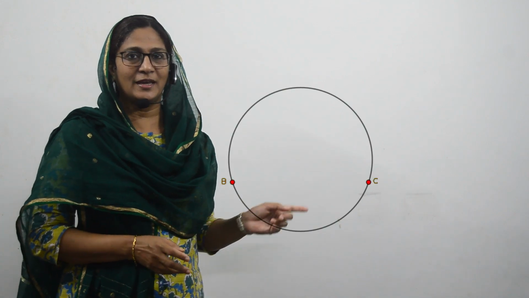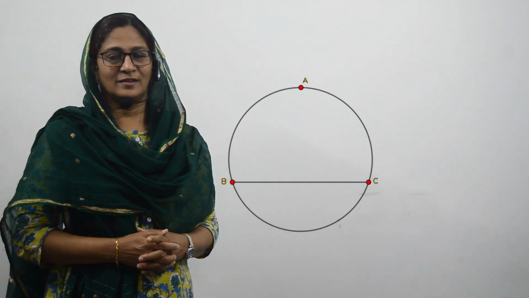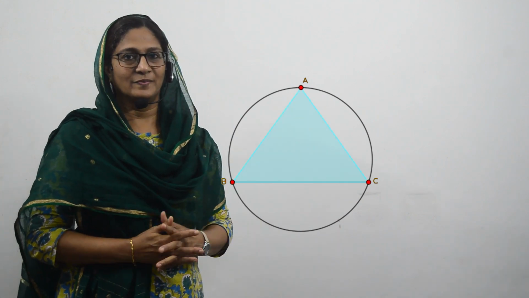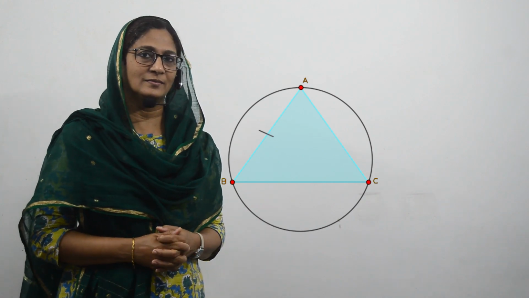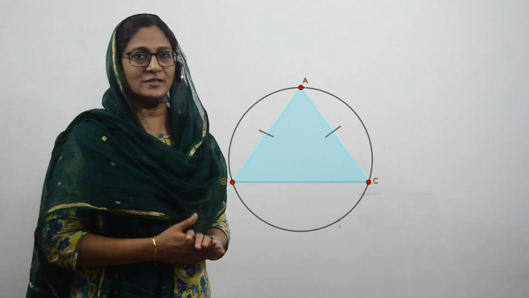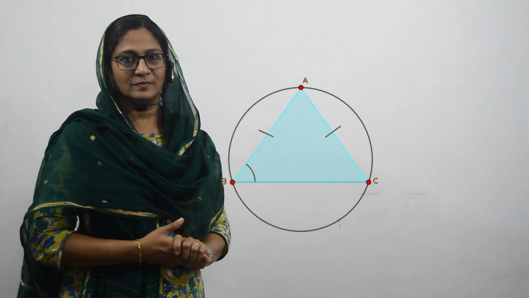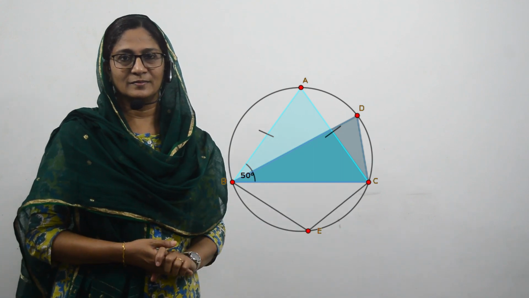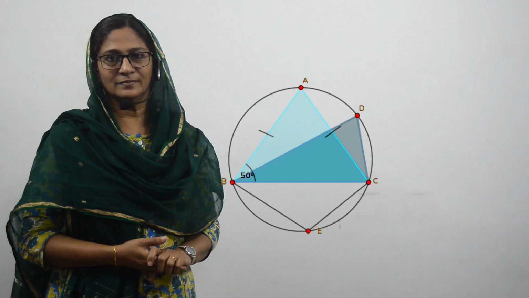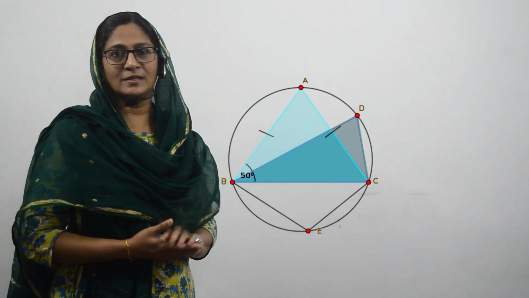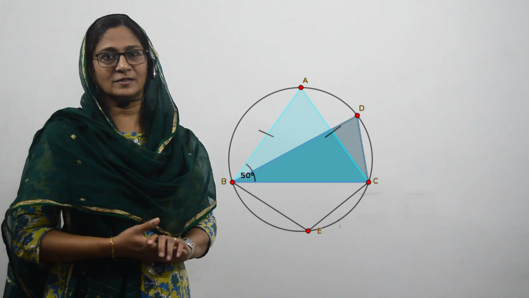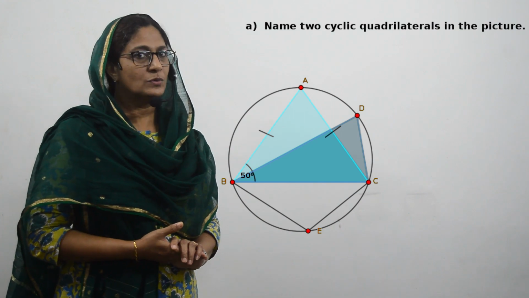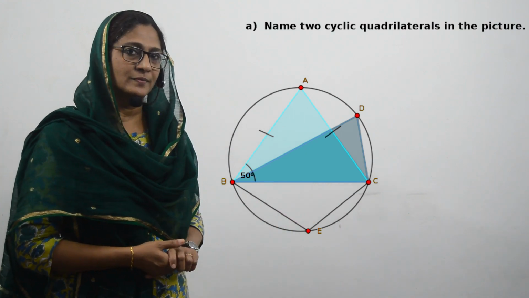Circle. A, B and C are points on the circle. Triangle ABC is an isosceles triangle. We have another point D next to A and a point E on the bottom part of the circle. All these are joined together. Angle ABC is 50 degrees. Can you name two cyclic quadrilaterals from the figure?